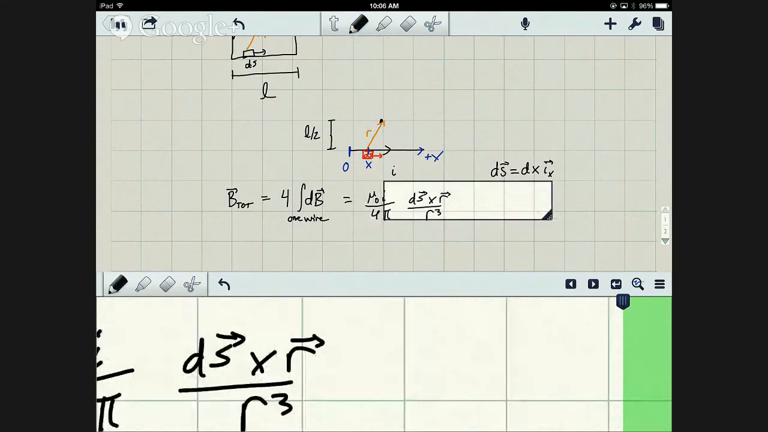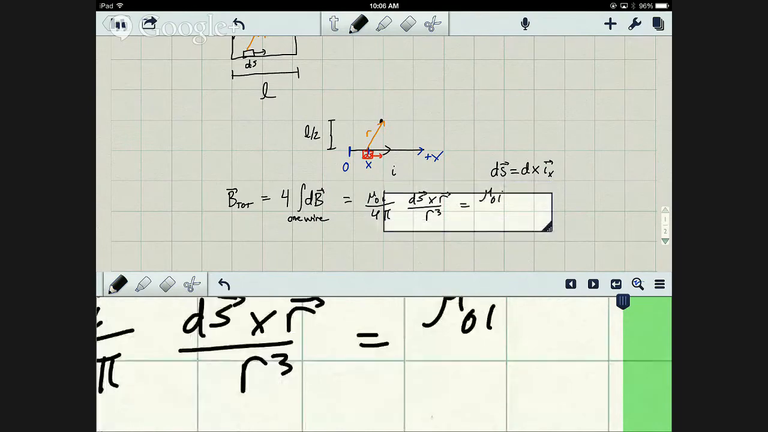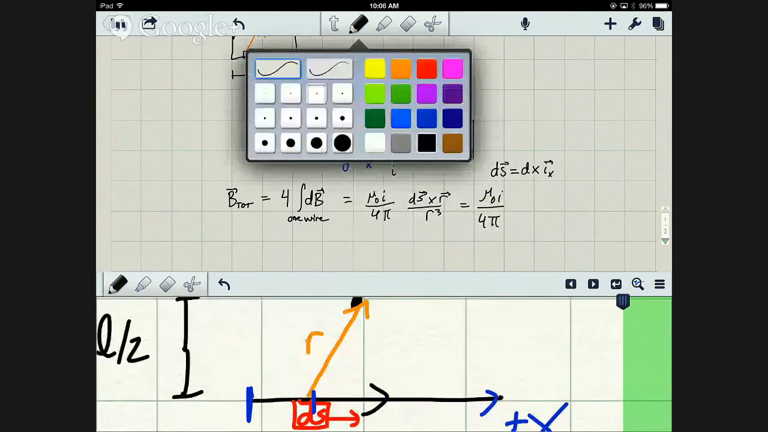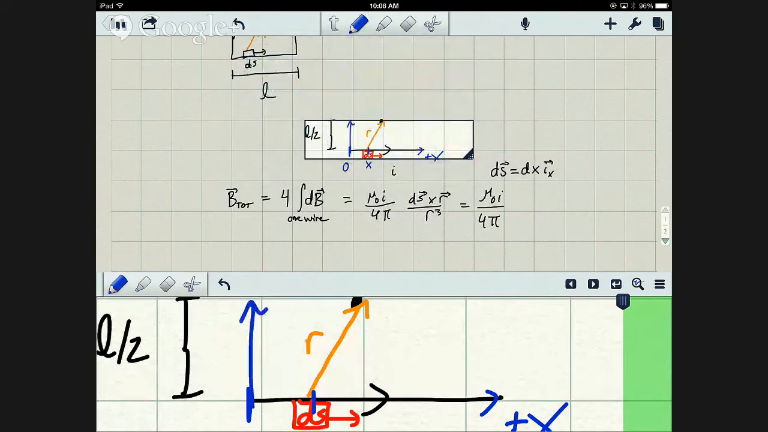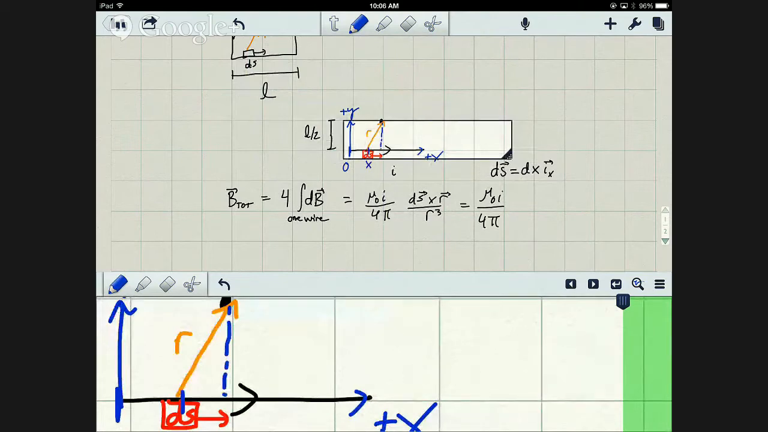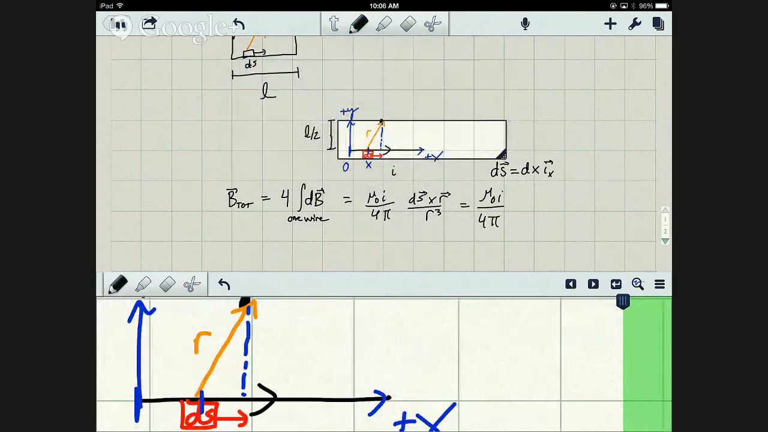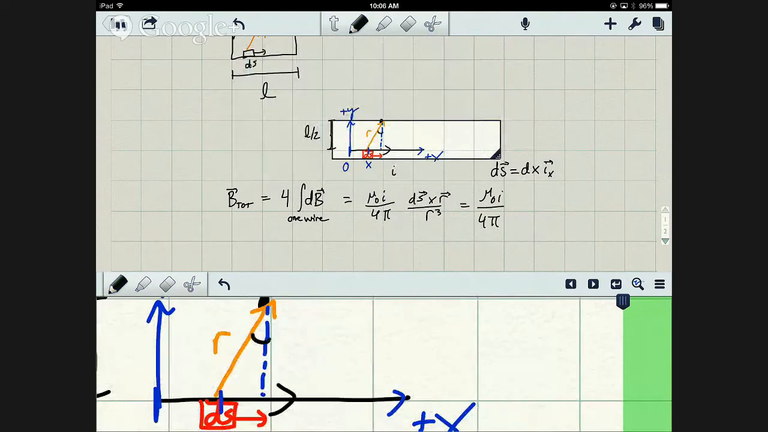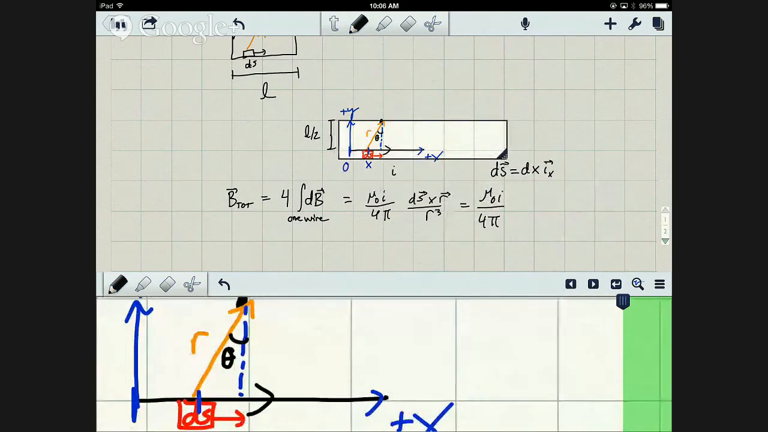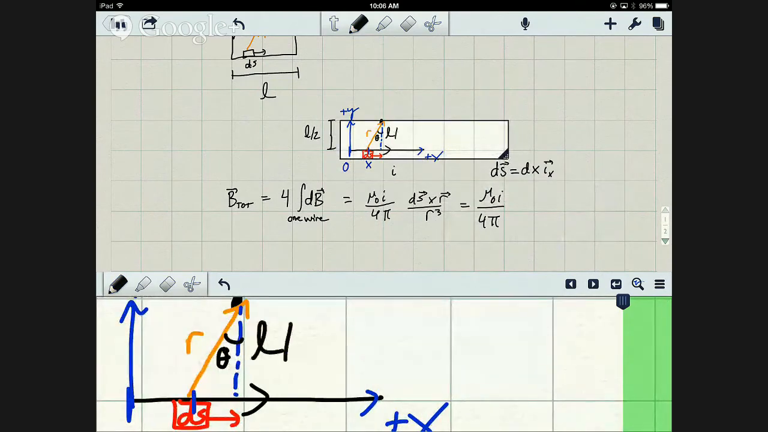So this is equal to mu I over 4 pi. And now what we want is essentially the y component of this vector, so let's call our y direction up. The y component here, we can write in terms of an angle. We can write it in terms of this angle if we want. We're going to try this angle first. And it turns out that this distance here is just going to be L over 2 anyway. So that r cosine theta is L over 2.